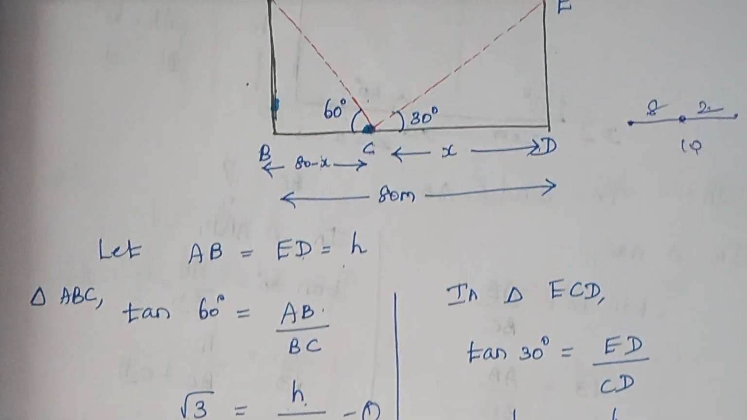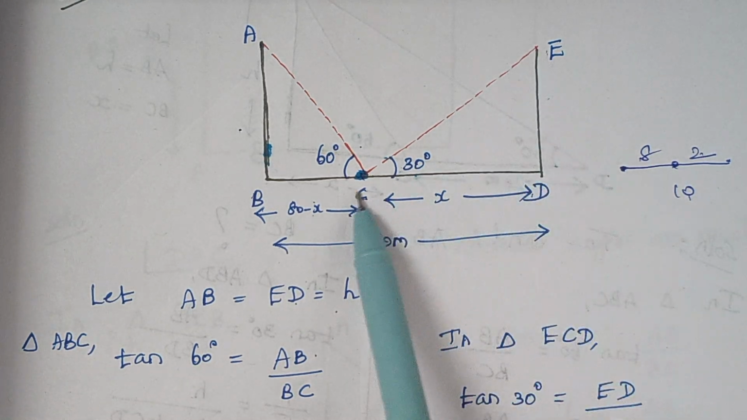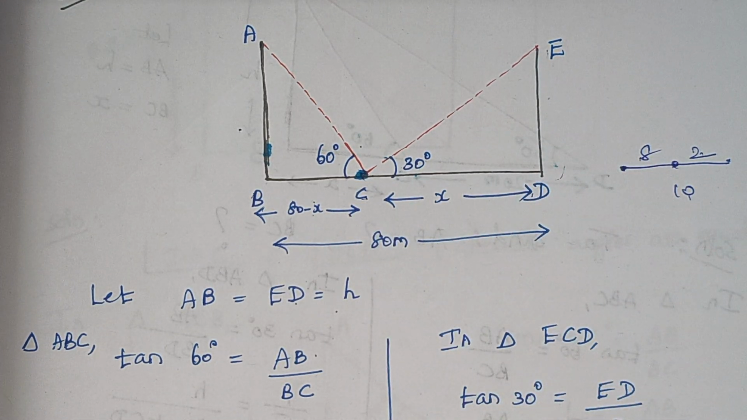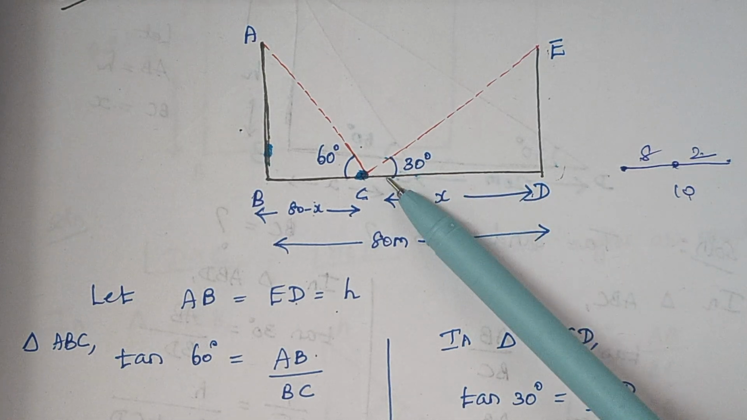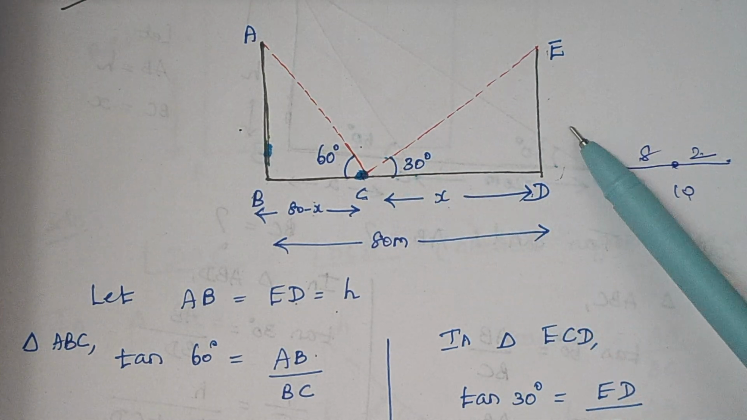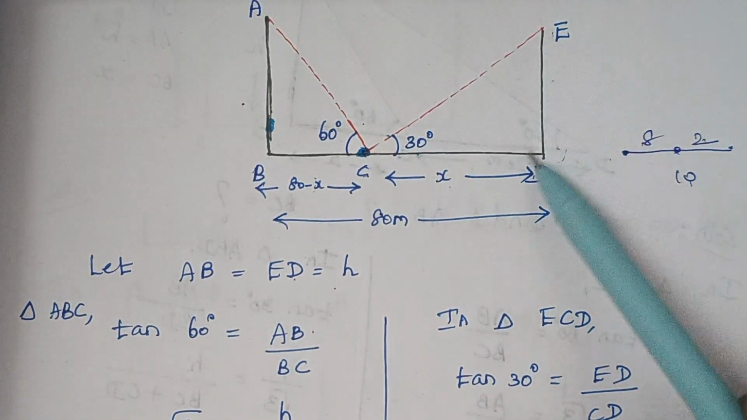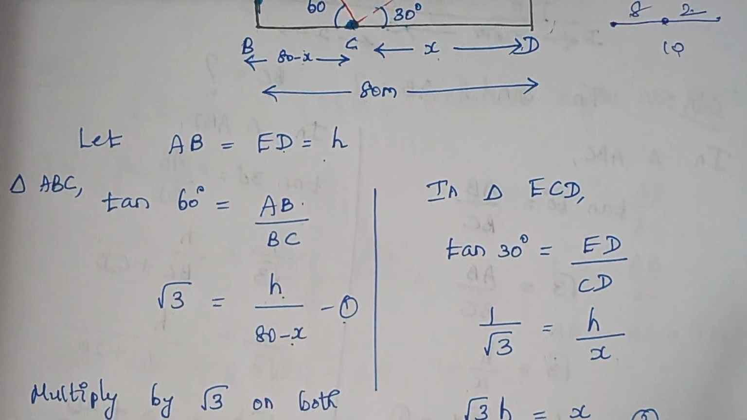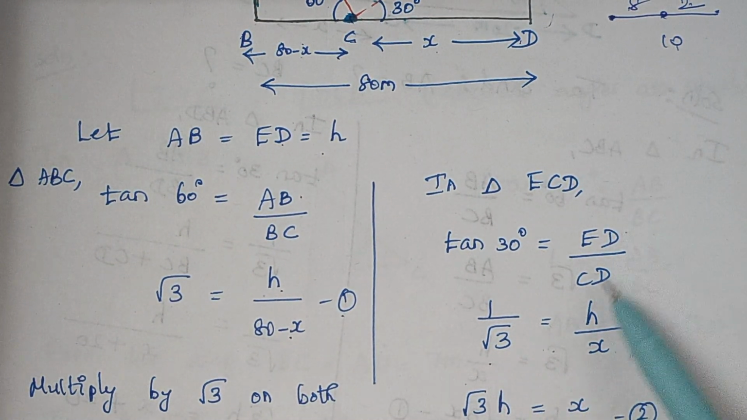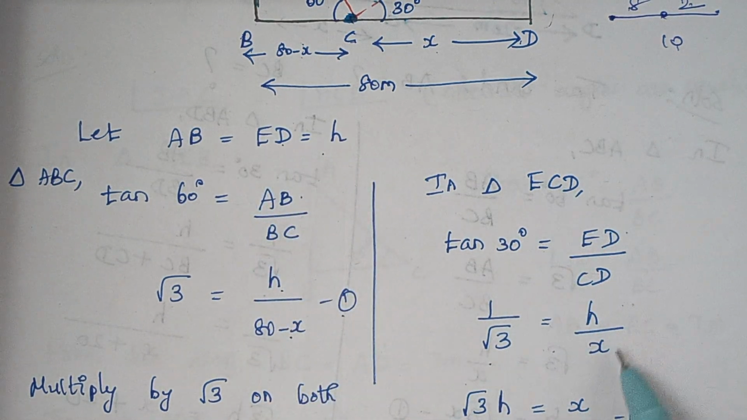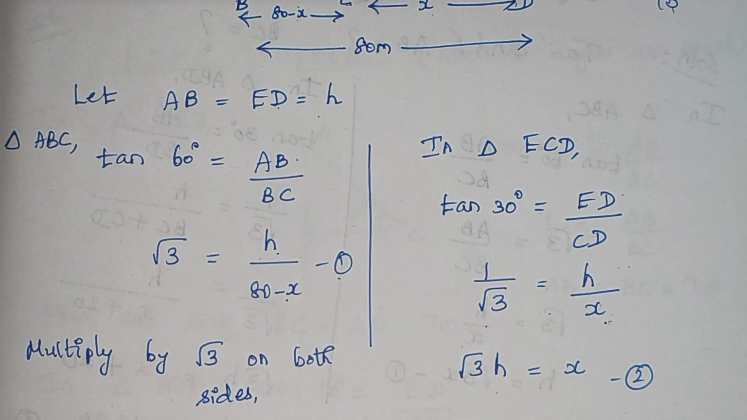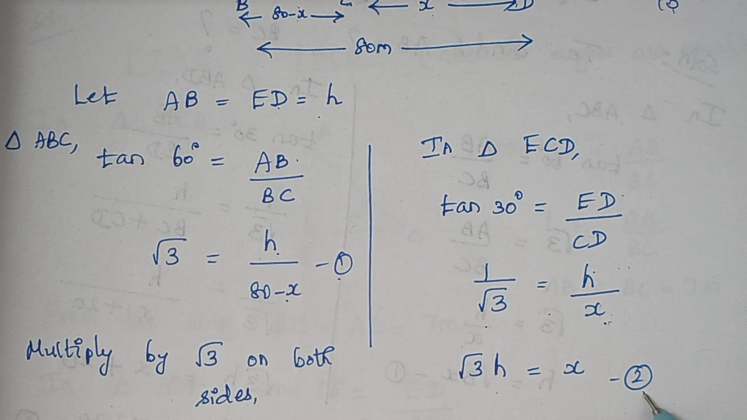Now consider the next triangle, triangle ECD. Again, here we are going to make use of tan 30 because I know the adjacent side and I have to find the opposite side. So tan 30 degrees is equal to ED by CD. Tan 30 is 1 by root 3, and ED we have declared as H, so H divided by CD, which is x. Just do a simple cross multiplication. Here it is root 3 into H is equal to 1 into x. Name this as equation number 2.